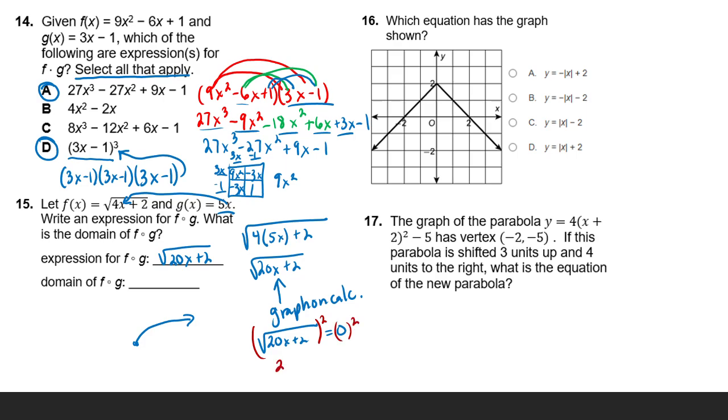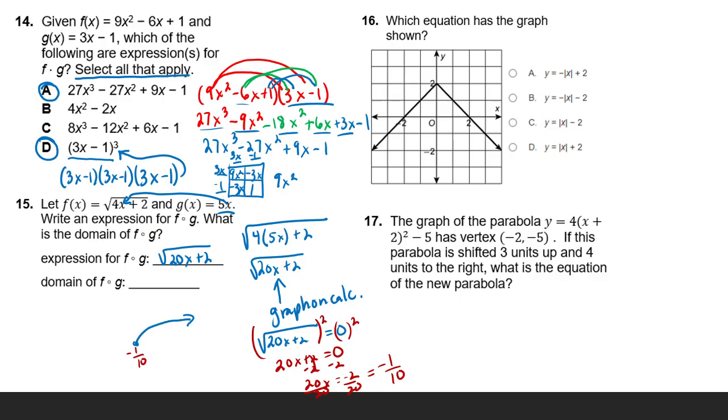Okay, so then I'm left with the 20x plus 2. Of course, 0 squared is just 0. So then I'm going to subtract 2. That gives me a negative 2. And then I divide by 20. And that simplifies down to negative 1/10. Okay, so basically, I can do any number greater than the negative 1/10. So that's my x value for this point right there.